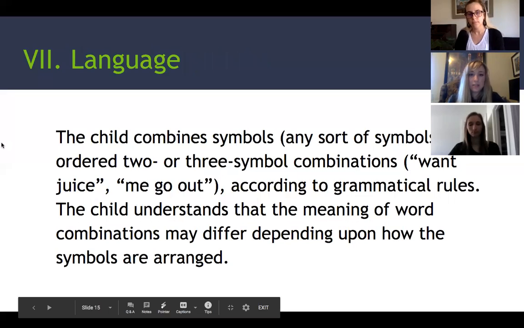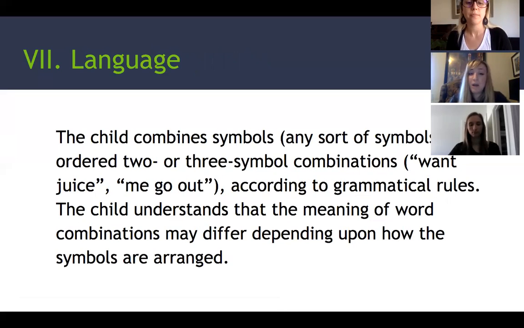And then the next stage is language. So a child can combine symbols or words together and start to learn and understand grammatical concepts. They understand that the meaning of a word may change when it's added to additional symbols or grammatical concepts. So for example, if a child says, "I will jump," they know that that's in the future. And if they say, "I jumped," they know that that's in the past. That's an example of adding those grammatical markers to help them produce and understand language.